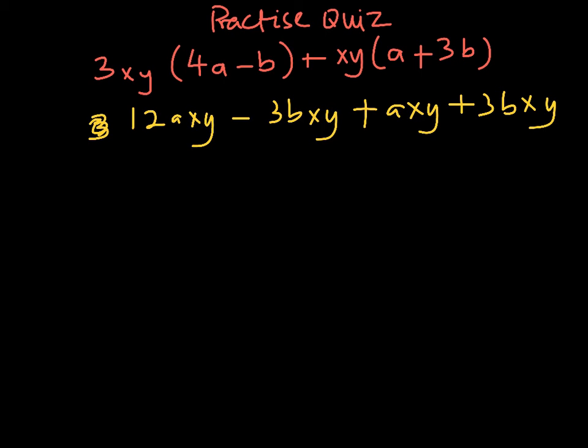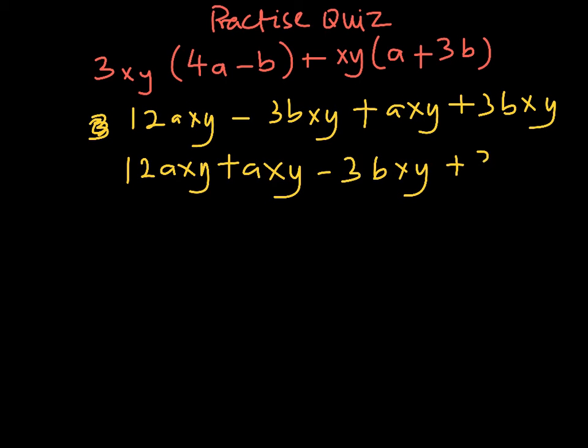Now we collect like terms. So 12axy plus axy minus 3bxy plus 3bxy. 12axy plus axy gives us 13axy. Now negative 3bxy plus 3bxy cancels out, so that leaves us with a final answer of 13axy.